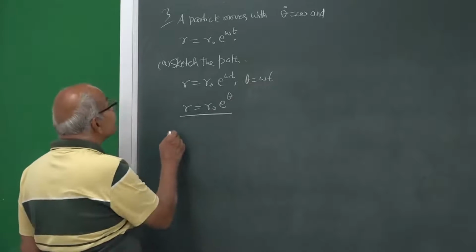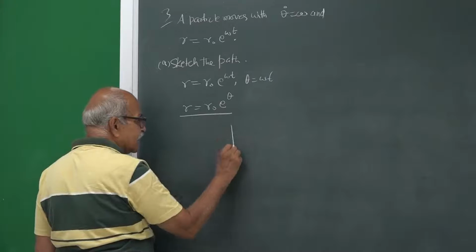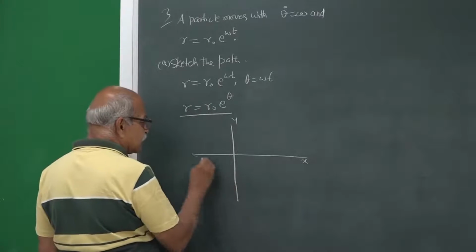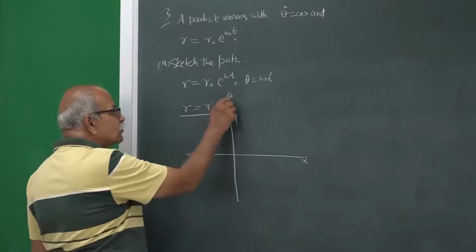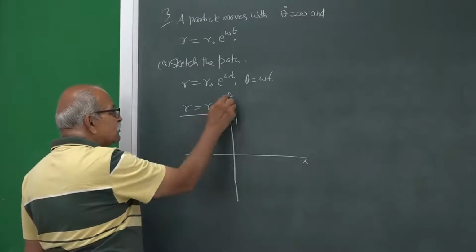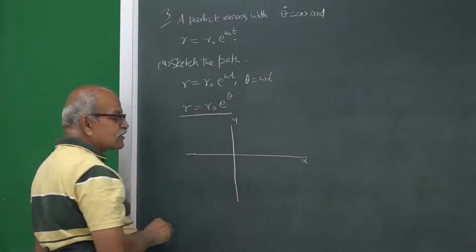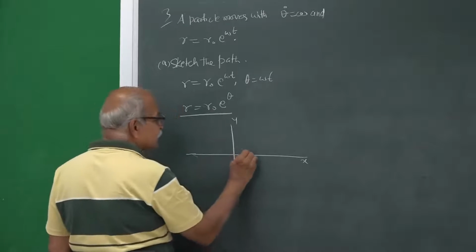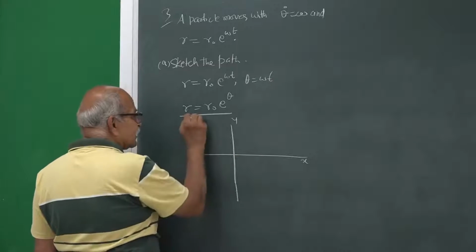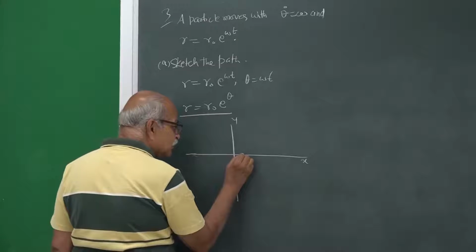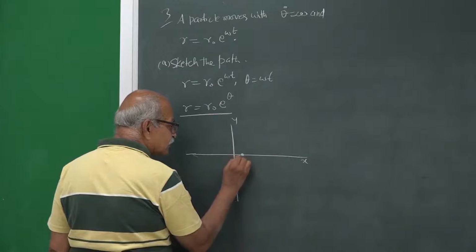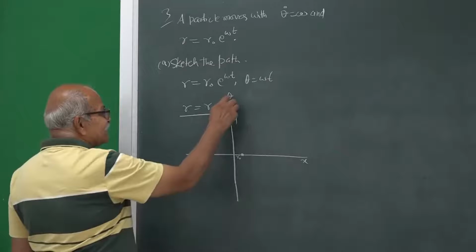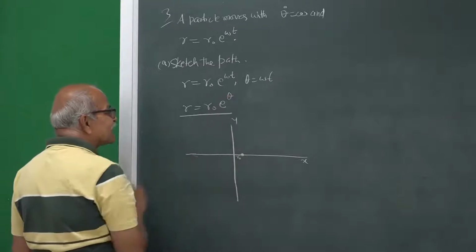And how does it look? Sketching. If you have the x axis and y axis, and at theta equal to 0, e to the power 0 is 1 and r is equal to r naught, and theta equal to 0 means along the x axis. So, in this direction, this is theta equal to 0 direction and r is equal to r naught. From here you have to go a distance r naught. So, the particle is here when theta is 0.